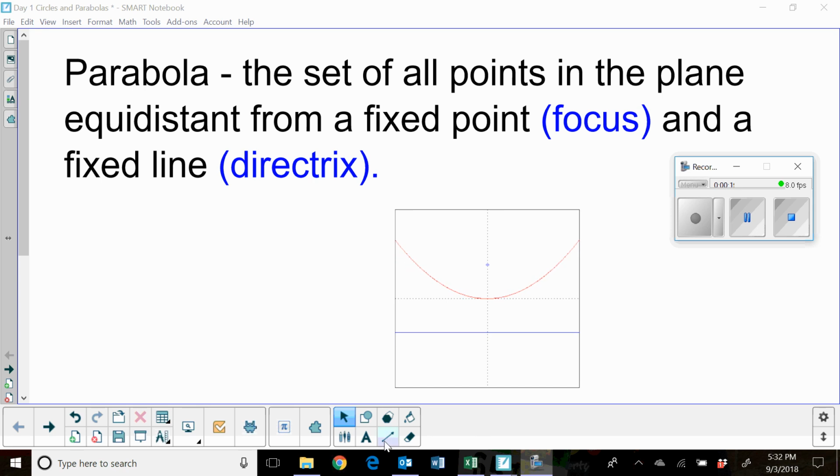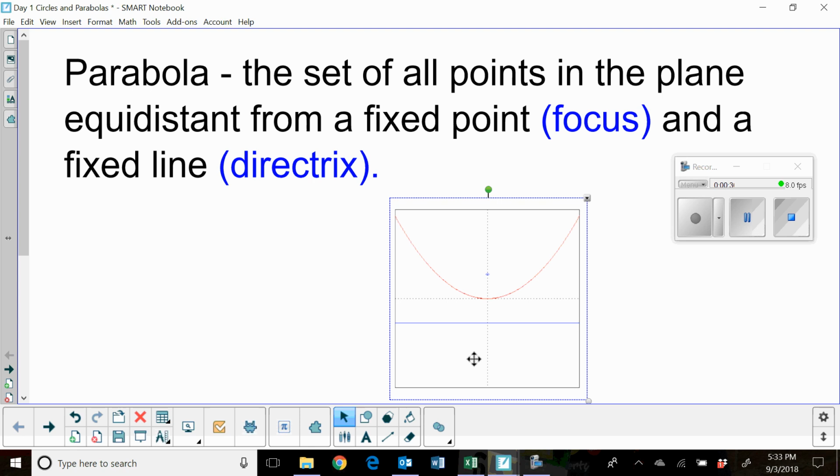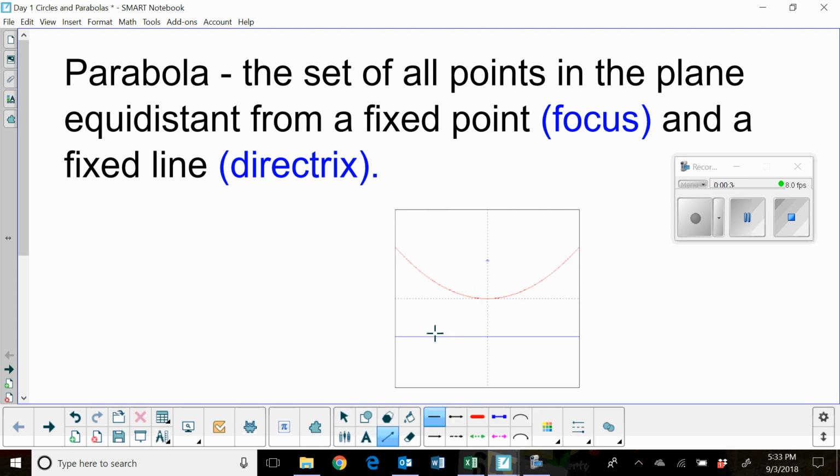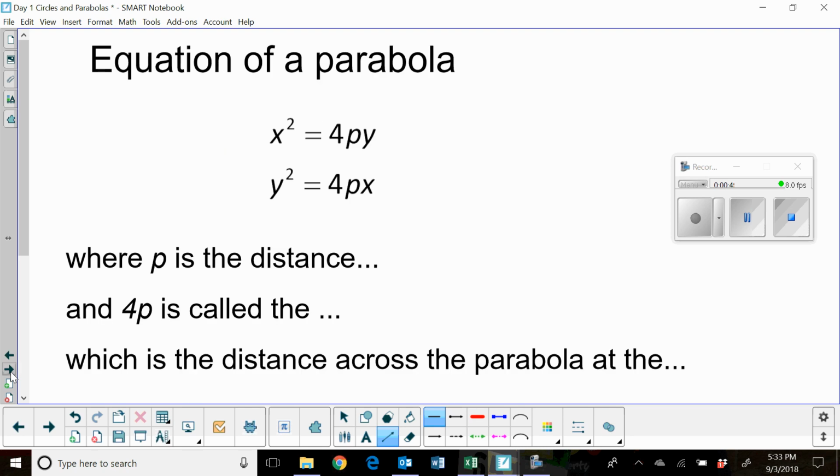So in this graphic, you can see we have a point that's coming down and a line, and every point on the curve is equidistant from both the line and the point. If you were to stop this in time, I can't stop it, but you would say this distance is equal to this distance, and it falls right there on the curve. And that's what we mean by equidistant from both the line and the point.